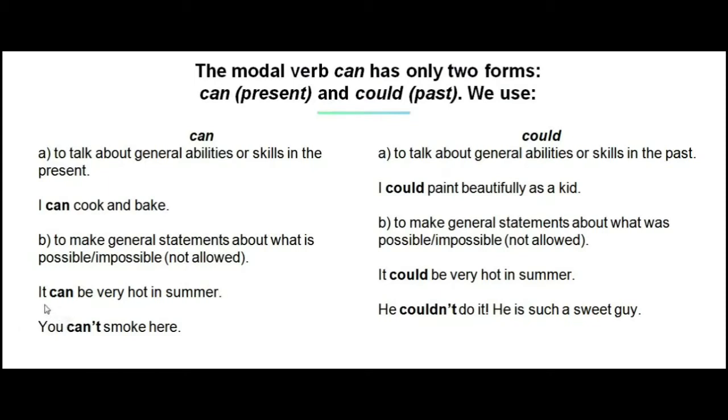For example, it can be very hot in summer. General statement about what is possible in summer. You can't smoke here. Impossible, not allowed to smoke here.